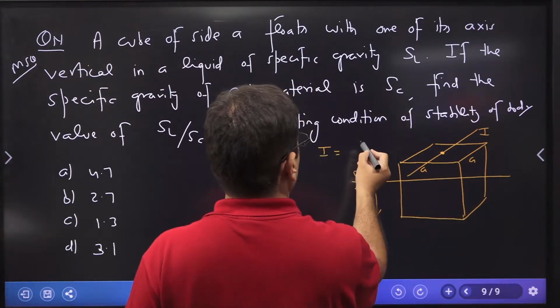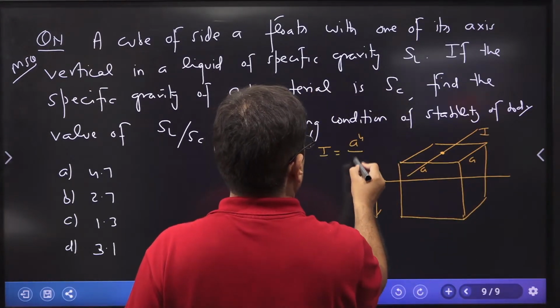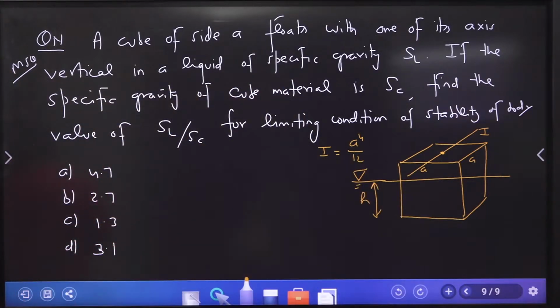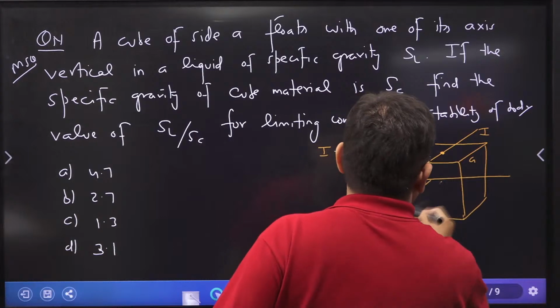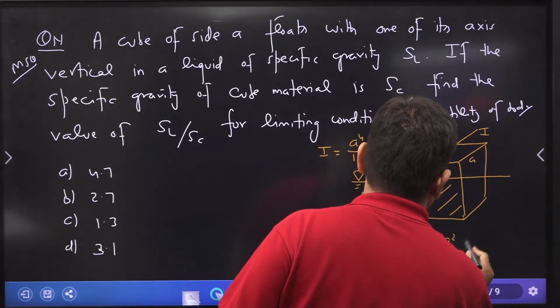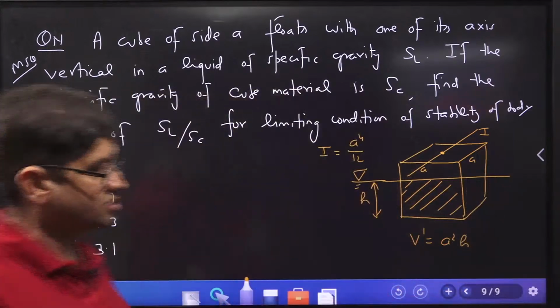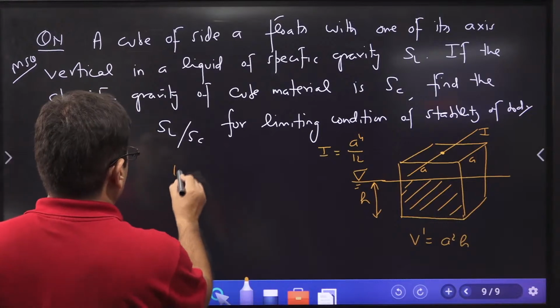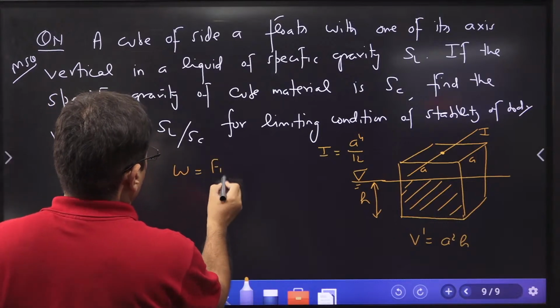I is b d cube by 12, a into a cube by 12, that is a raised to power 4 by 12. That is the meaning of I, a raised to power 4 by 12. Okay, can you tell me what is V dash now? V dash is nothing but a square into h, cross section into h, the submerged volume, right? Now what is the weight and what is the buoyancy force?